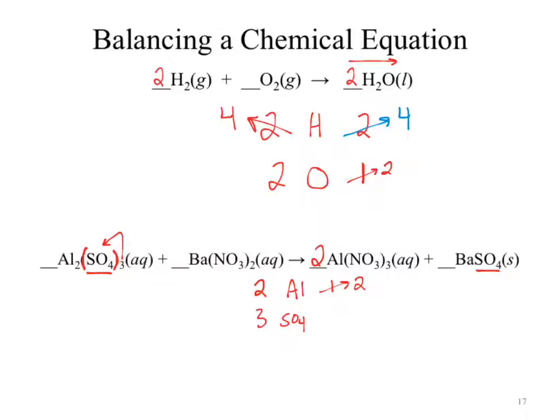The 3 applies to whatever's directly in front of it. What's directly in front of it? The parentheses. What is within those parentheses? SO4. So we have 3 sulfates on the left. Shift to the right, how many SO4s do we have? 1. Is that balanced? What do you need to do? We need to have 3. We will do that by putting a 3 in front there.